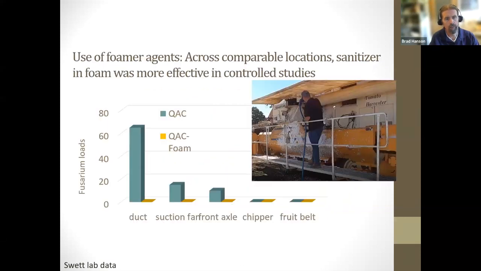So I mentioned the foaming, that's a photo of a field day we did on campus last year. The foam helps with the cleaning, but mostly it helps keep the surface wet and keeps the quaternary ammoniums in contact with that surface longer. And you can see here the green bars are just the QAC. The yellow bars, they don't exist because they were very effective, but that's a QAC plus foam. So that worked really well, particularly on some of those difficult to clean areas like the suction duct, which is this horizontal tubing where the plant debris is blown out.